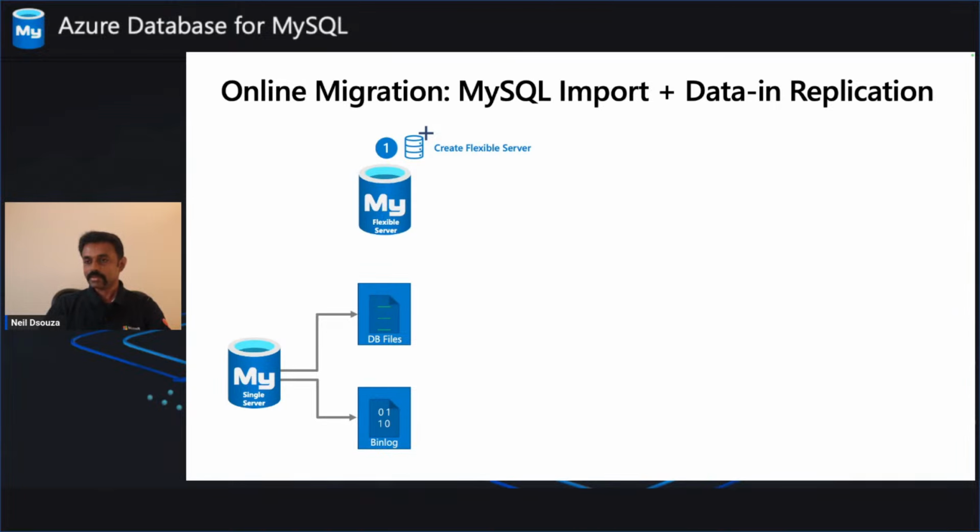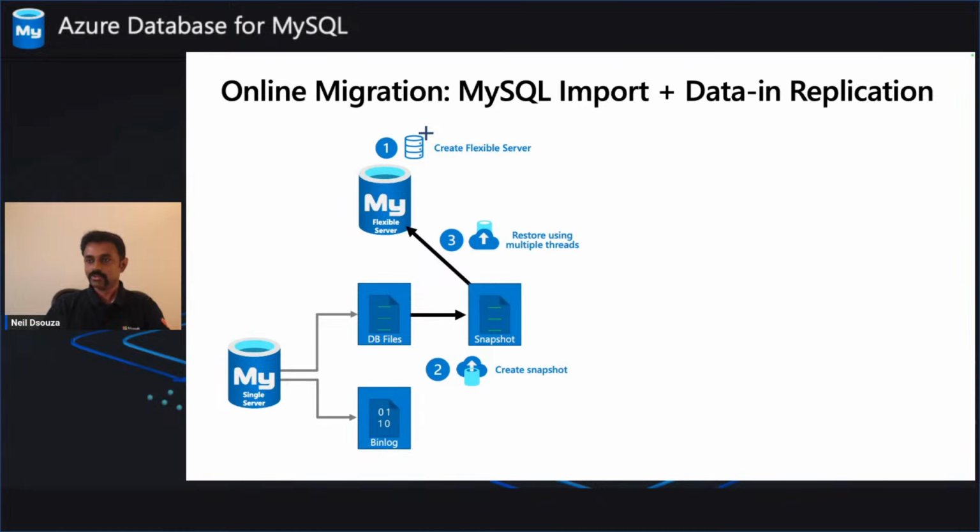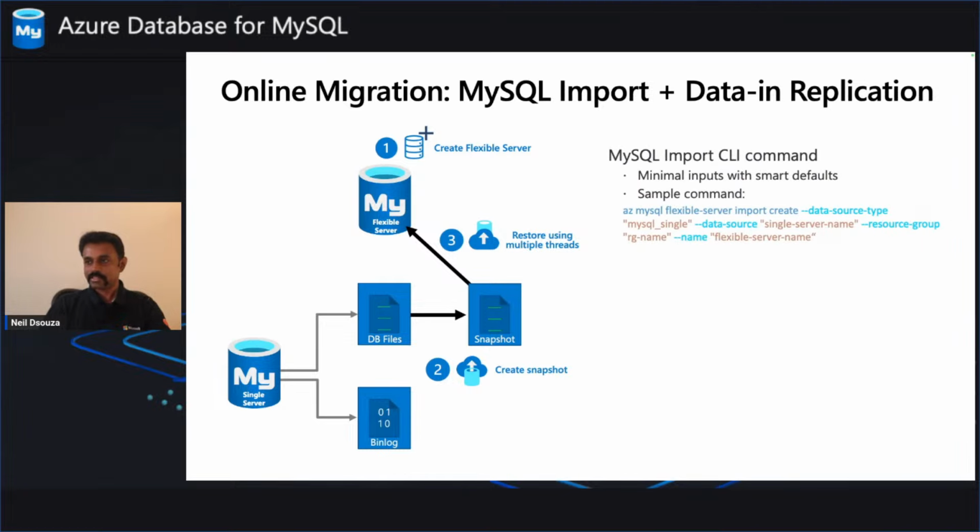The second step is to take a snapshot backup of the single server. And the third step is to restore that backup onto the flexible server. So once this process completes, as you can see, that's a single command with very minimal information that you need to provide to complete these 3 steps.